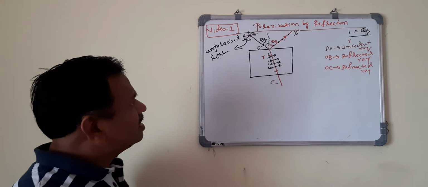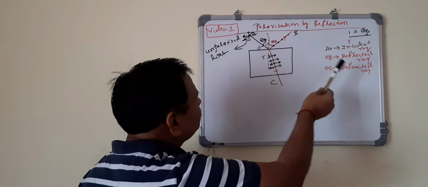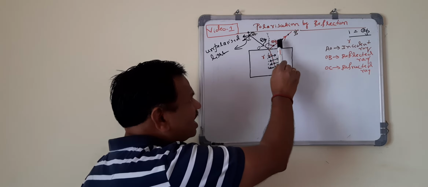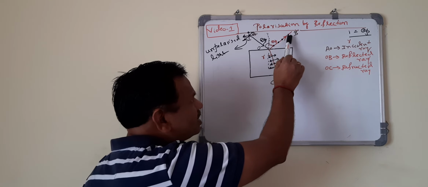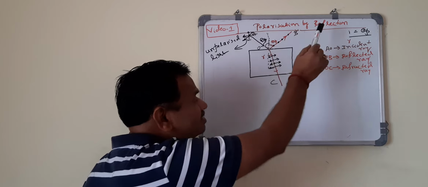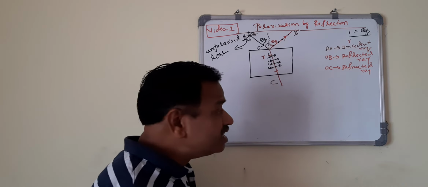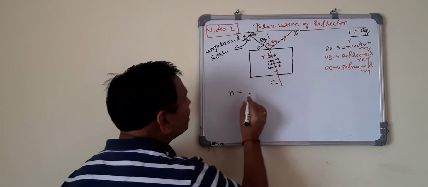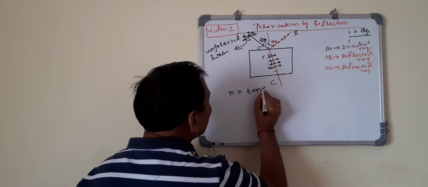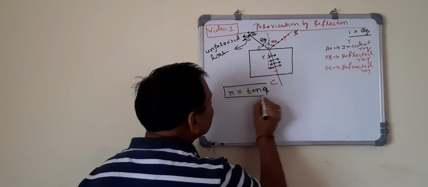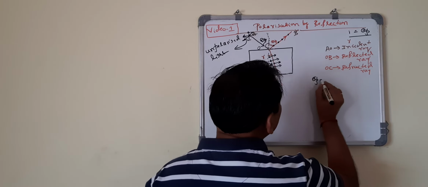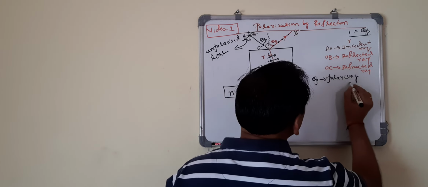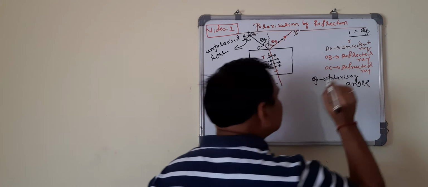Here, Brewster made one statement. This is possible: 100% of the light is polarized light. Only one set of components is obtained. It is possible only when the refractive index equals tan of theta p. What is theta p? Theta p is called the polarizing angle. I think it is clear for you.